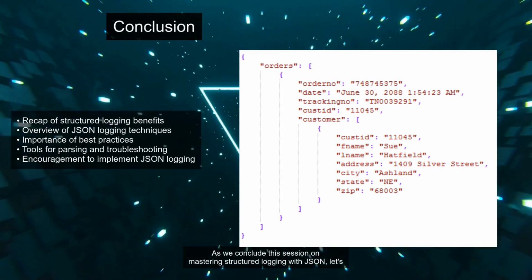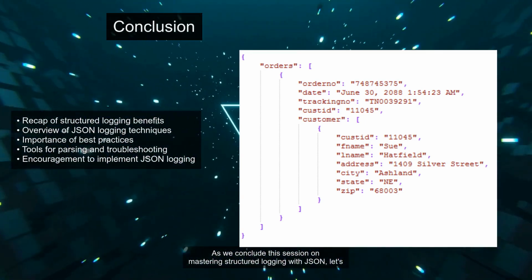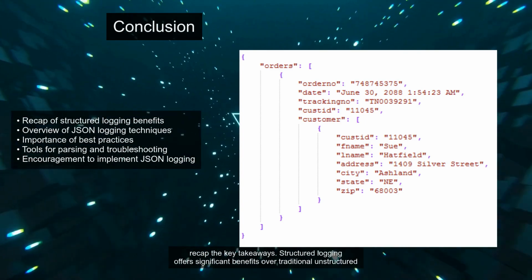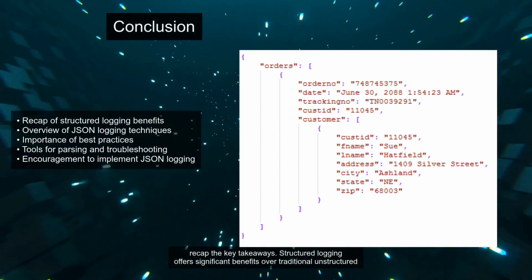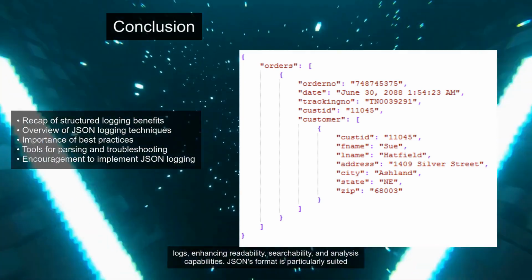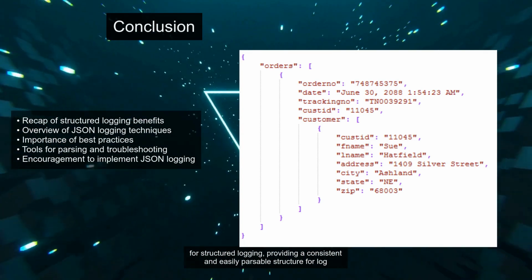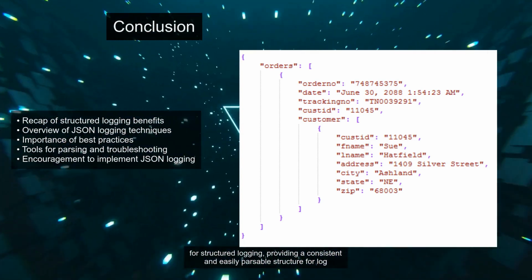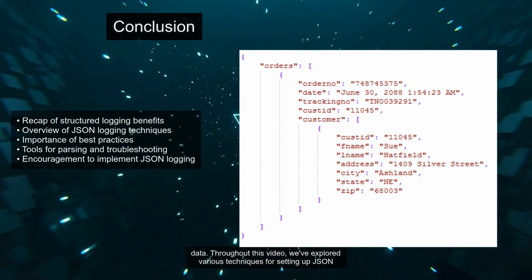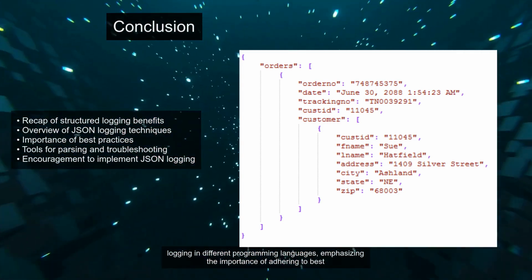As we conclude this session on mastering structured logging with JSON, let's recap the key takeaways. Structured logging offers significant benefits over traditional unstructured logs, enhancing readability, searchability, and analysis capabilities. JSON's format is particularly suited for structured logging, providing a consistent and easily parsable structure for log data.